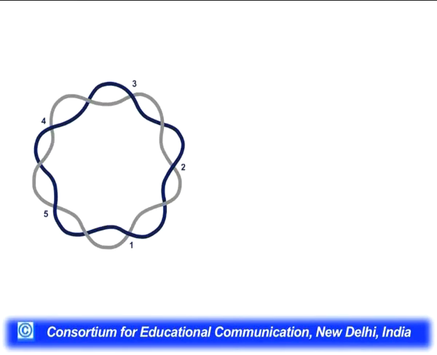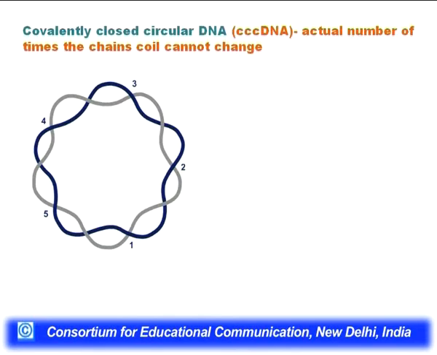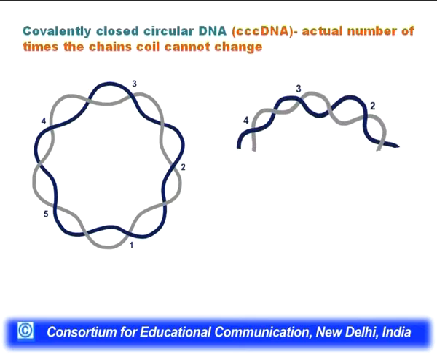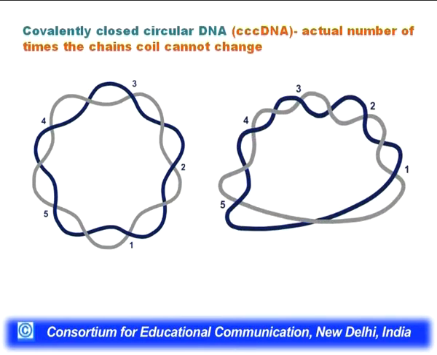But there are also circular DNA molecules, such as in the case of bacterial chromosomes. Most of the bacterial chromosomes are circular in nature, some viral chromosomes are circular in nature, and some extrachromosomal DNA molecules, which are termed plasmids, are also circular in nature. In circular DNA molecules, the two strands are covalently closed, and the actual number of times the chains coil cannot change.